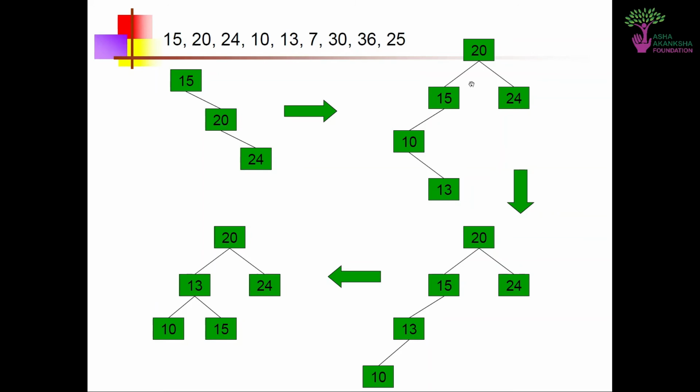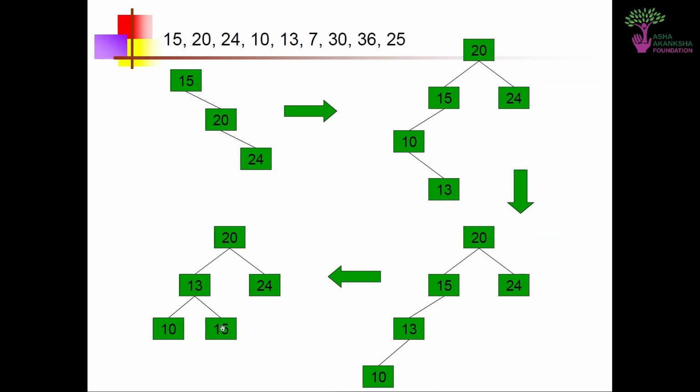So 20 would be at top, 15 will come to the left, 24 comes to the right, then 10 to the left, 13 to the right. In this case at 15, the properties are being violated, so we have to perform a double rotation. So in a double rotation we are first changing this: 13 comes to the top and 10 comes to the left, followed by a single rotation.